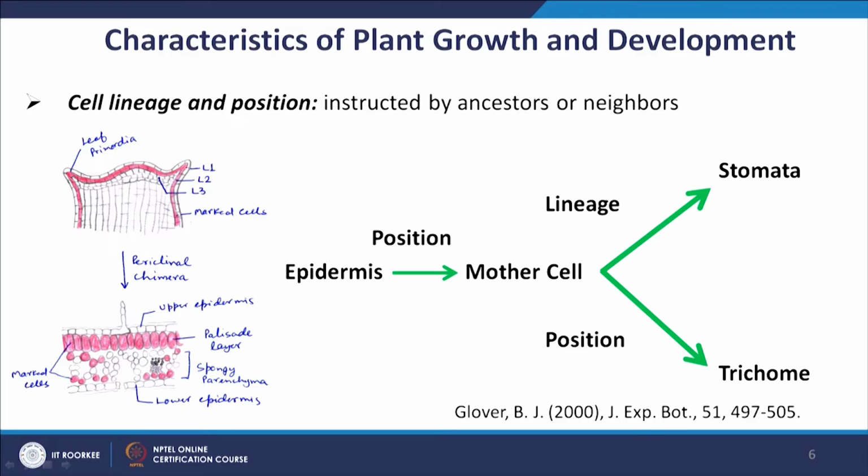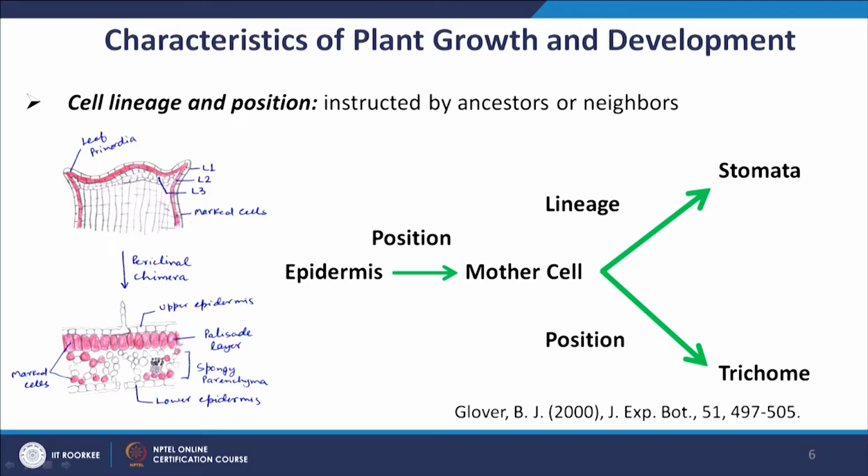But apart from that, there are other cells as well, which are away from these cells, that have also got the marked cell property. But in case of epidermis, it was observed that both mechanisms function. So, for example, the differentiation of epidermis is position dependent as well as lineage dependent.